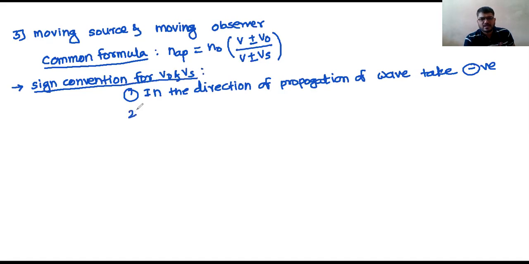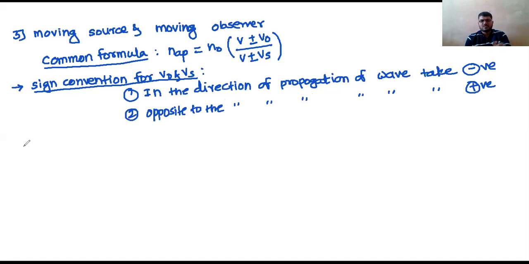Understand? Second sign convention, in the opposite direction or opposite to the direction of propagation of wave, take positive. What is that? V naught and Vs. So I have given you some cases with apparent wavelength also. Yes. I have given you one table. Right. So you can use that.